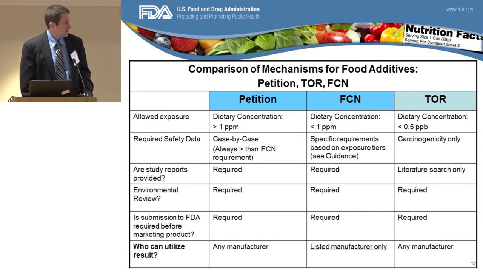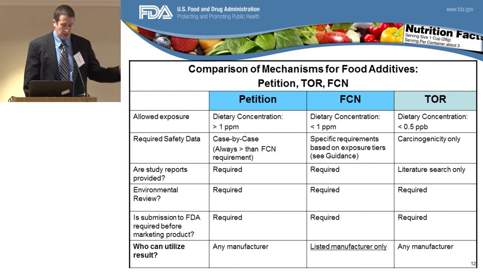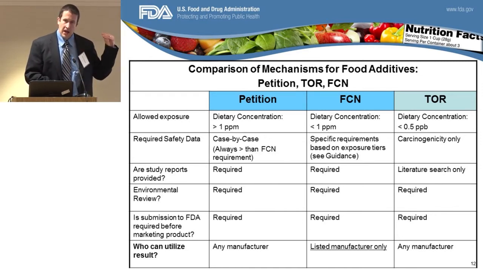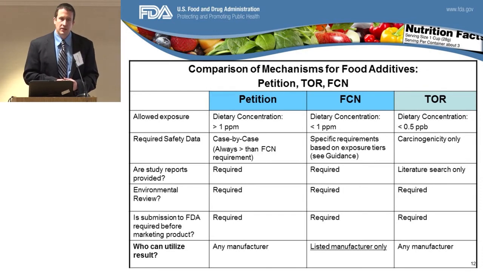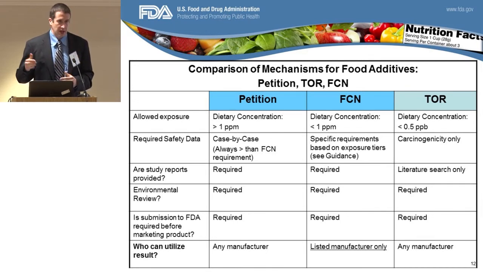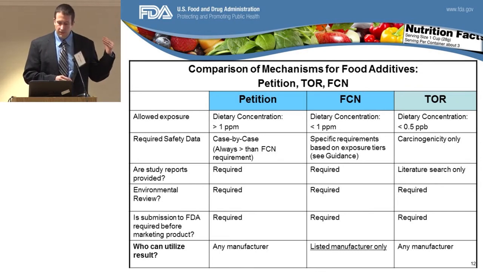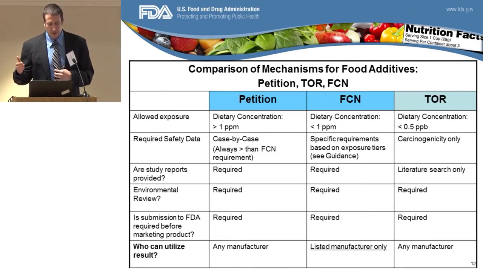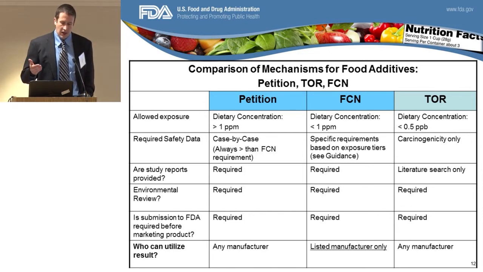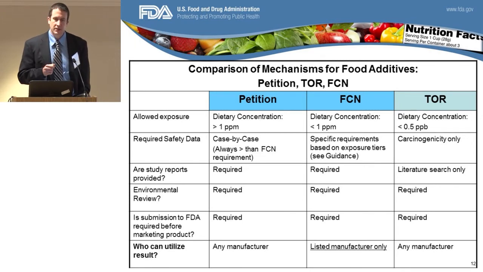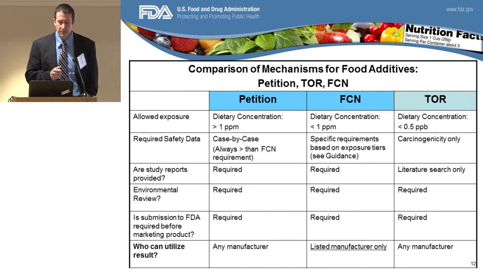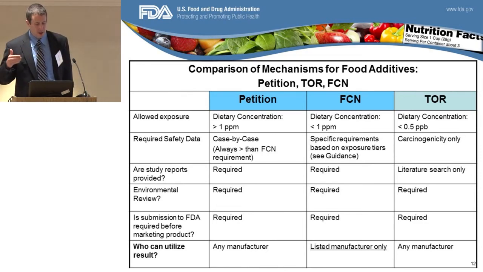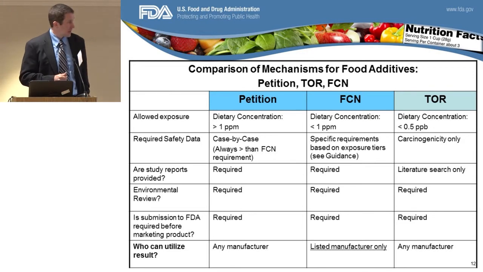And that's a little different for FCNs. So for FCNs, between exposures of 0.5 parts per billion and 1 part per million, we have tiered toxicological testing requirements. Now those are laid out in our toxicological guidance documents. They're relatively straightforward, and it depends if it's less than 0.5 parts per billion, once again we're talking carcinogenicity. There's another tox tier between 50 parts per billion and 0.5 parts per billion, and then there's another tox tier for exposures between 1 part per million and 50 parts per billion. So as exposure increases, more data is required, and we have guidance on that.